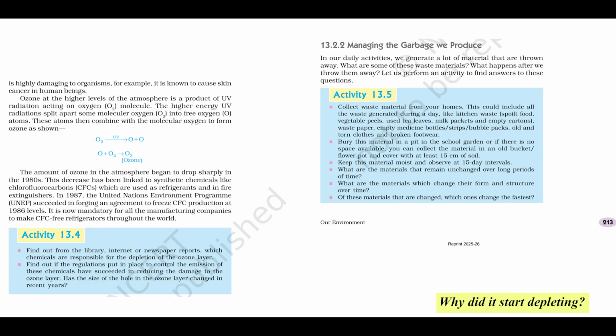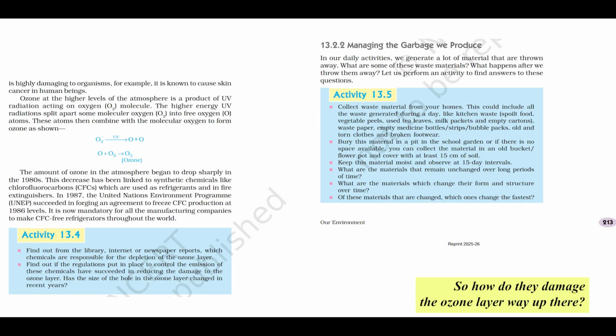What went wrong? Why did it start depleting? The problem really became clear in the 1980s. Scientists noticed a sharp drop in ozone levels, especially over Antarctica, the ozone hole. And the culprits were identified as synthetic chemicals, mainly chlorofluorocarbons, or CFCs. CFCs? Weren't those used in refrigerators and spray cans? Exactly. They were used everywhere as coolants in fridges and air conditioners, as propellants in aerosols and making foams, even in fire extinguishers. They seemed perfect, stable, non-toxic down here.